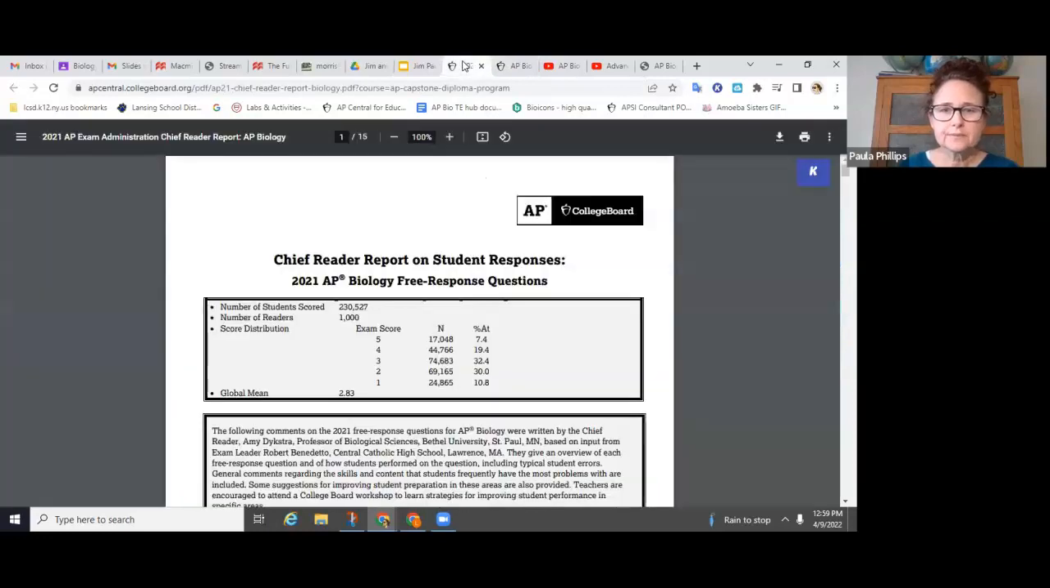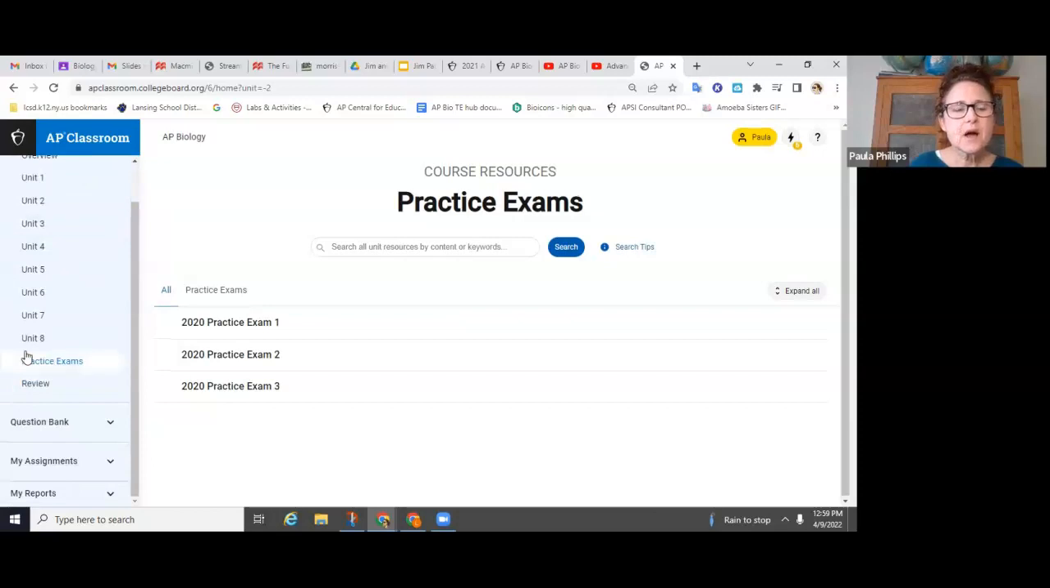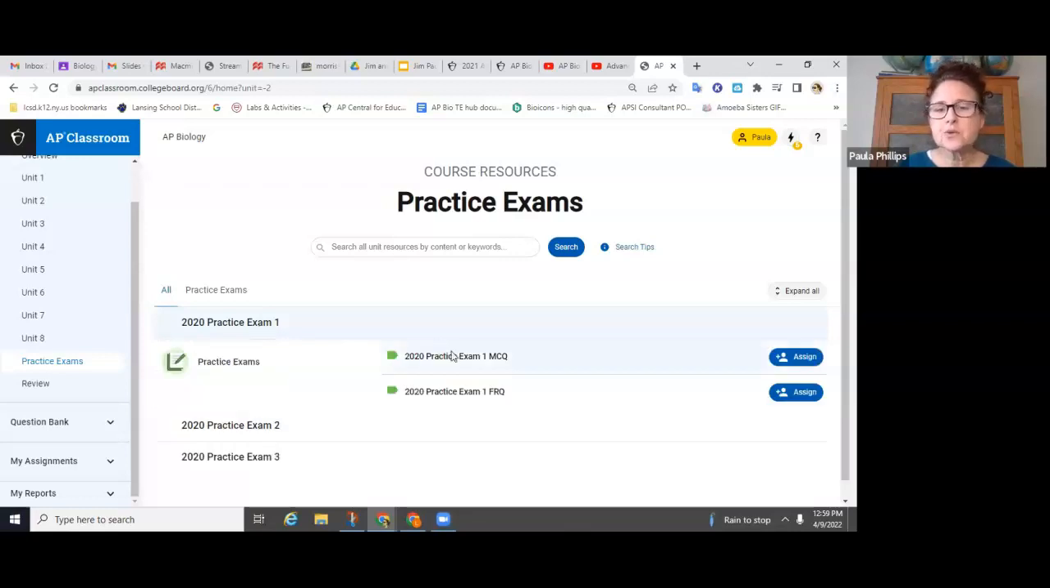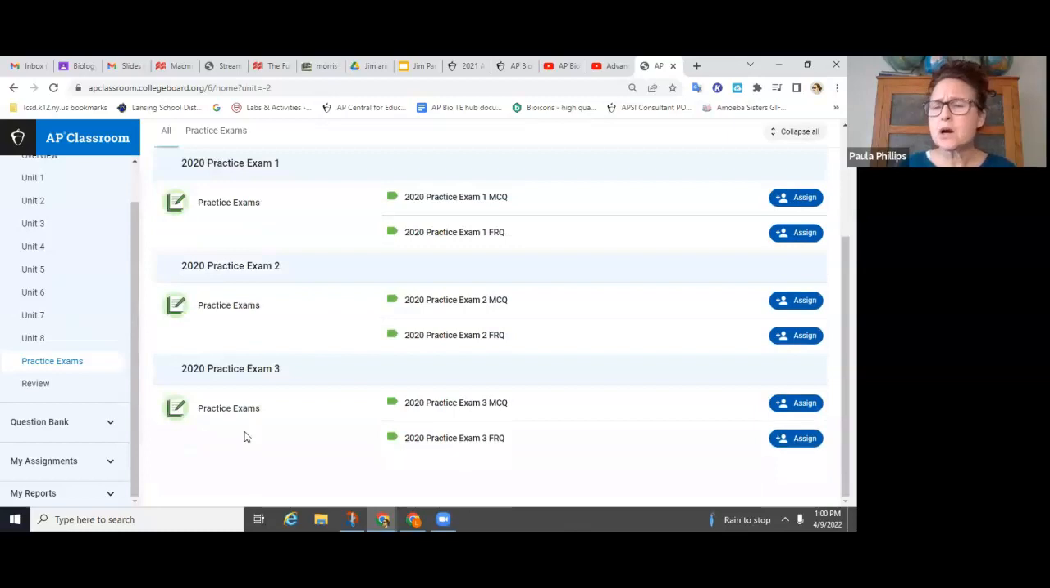Here, I've already logged in to AP Classroom, but over here where it says course resources, practice exams is one of the links for you as a teacher. If you click on practice exams, you can see the 3 practice exams. So if you click on one of those, you can either assign only the multiple choice, you can assign only the FRQs, or you could assign them both. And there are 3 different versions. And this is what Jim is talking about.